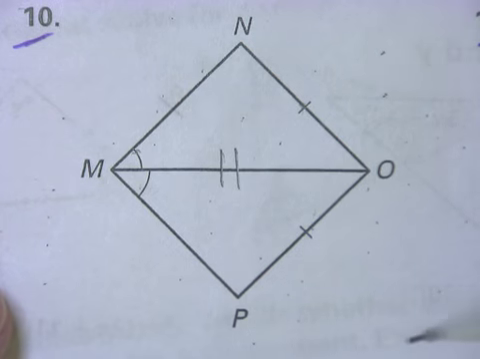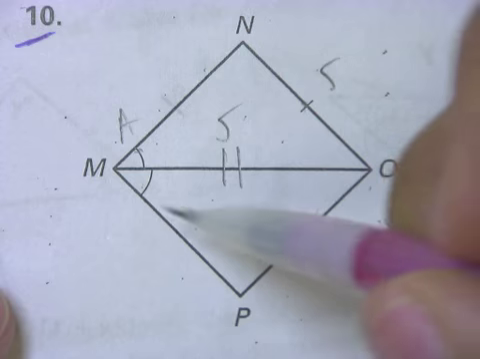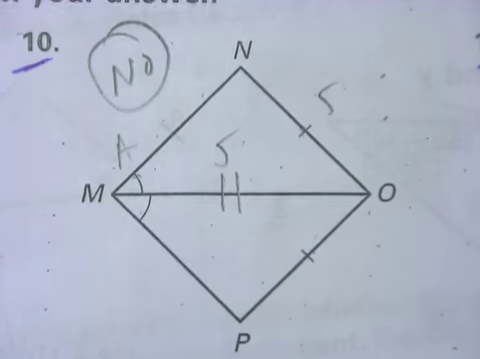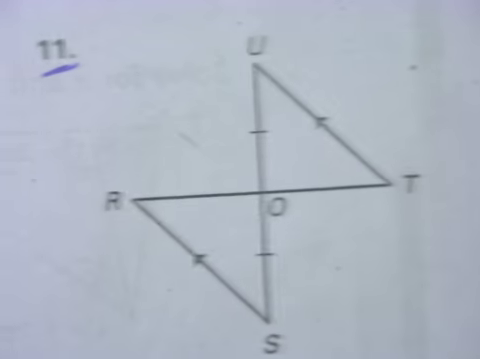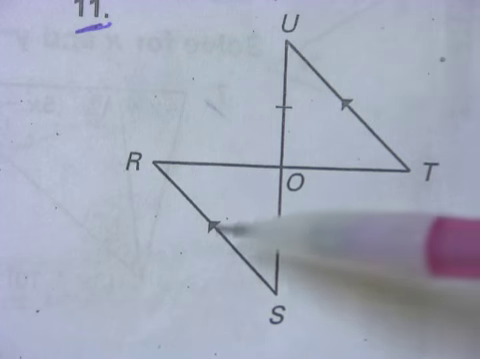Number 10, these are congruent angles, these are congruent sides. I know that this side is congruent onto itself. So I notice that I have an angle, a side, and a side. And we know that angle, side, side is not one of the rules for proving congruency.